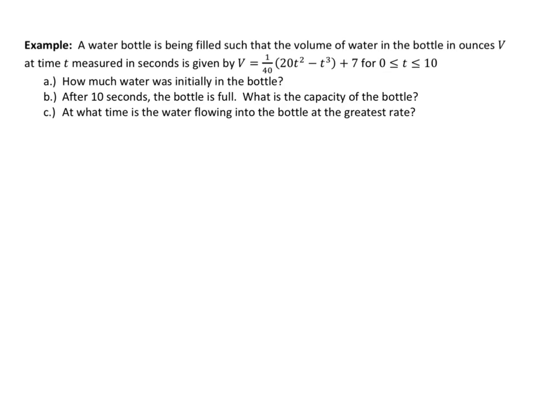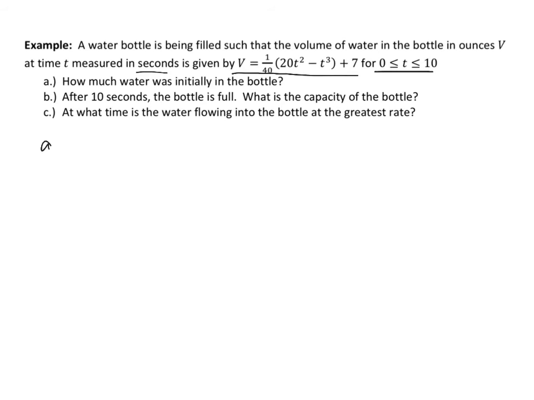For this one, you're told that a water bottle is being filled such that the volume of water in the bottle in ounces, V, at time t, measured in seconds, is given by this equation, and we're given an interval where time has to be between 0 and 10 seconds. Parts A and B actually don't require any calculus at all. They're just a matter of interpreting what the problem is talking about and what it all means. So I definitely encourage you to do parts A and B on your own. Make sure that you're making sense of what we're looking at.